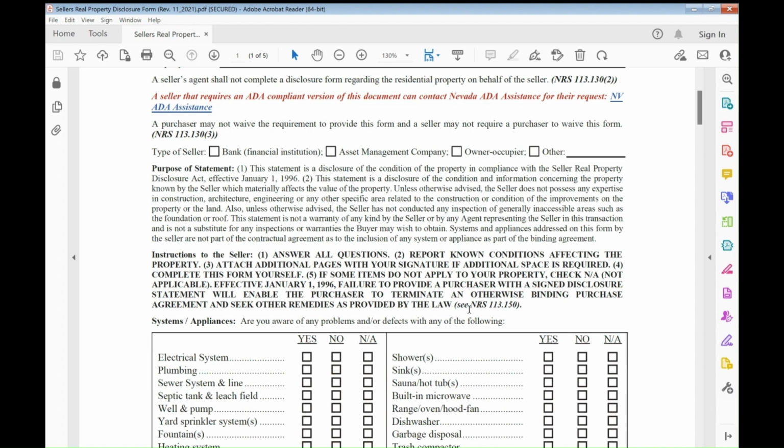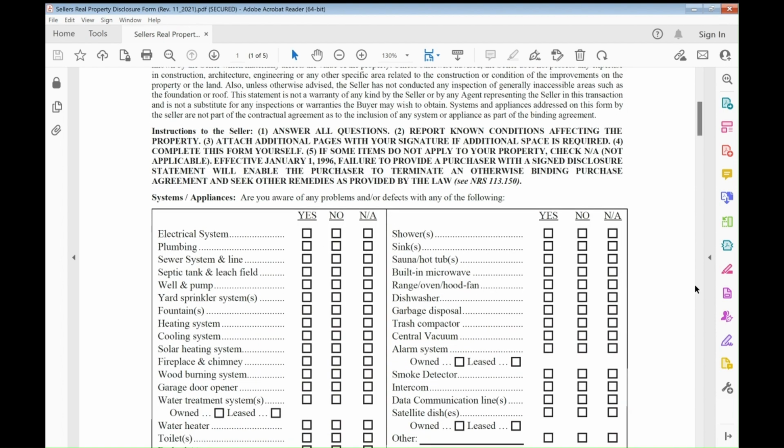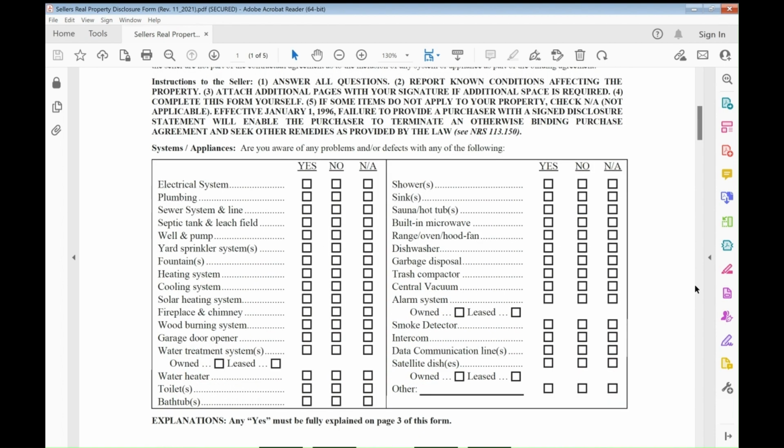As we scroll down here, there's really going to be three options for each category. Starting with electrical systems, you've got yes, no, and not applicable. You can see these categories right here. Every item needs to have one of these answered. And again, you'll see right up here, the form is simply asking if you're aware of any problems or defects with any of the following areas.